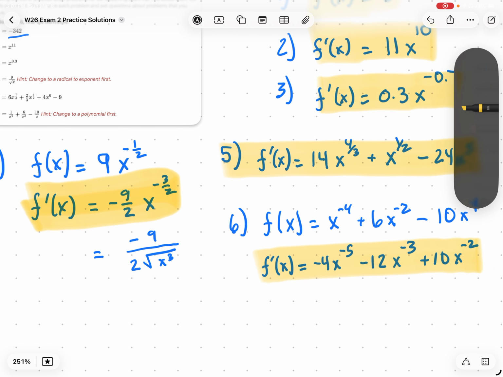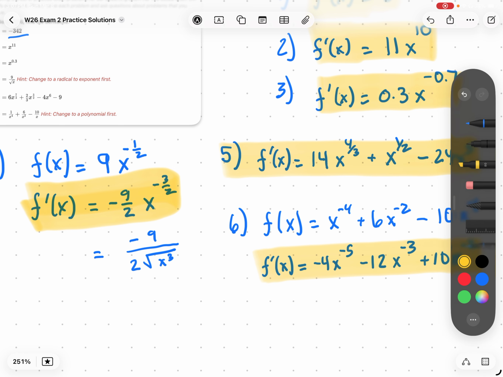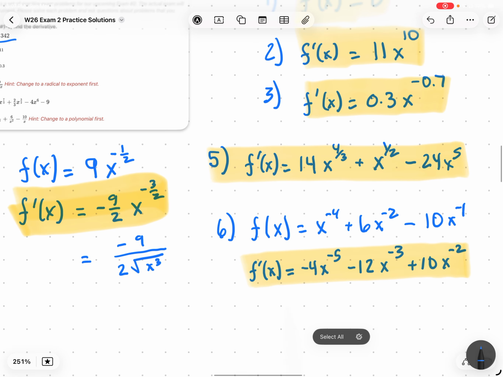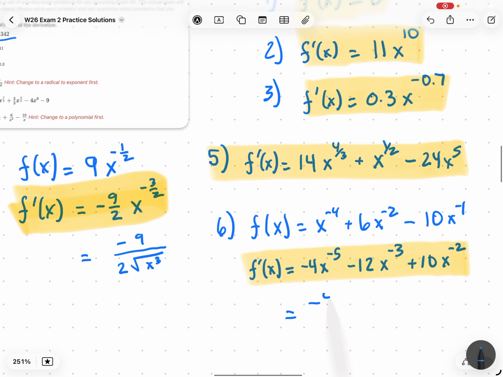However, if you want to put it back in the original fraction form, here's what it would look like. So you could also write this as -4 over x to the 5th, right? That x to the -5 ends up being in the denominator. The next one would be -12 over x cubed, because the x cubed goes to the denominator. That -3 exponent, it only affects the x. It does not affect the 12. So the 12 stays in the numerator. And this last one's going to be 10/x squared.